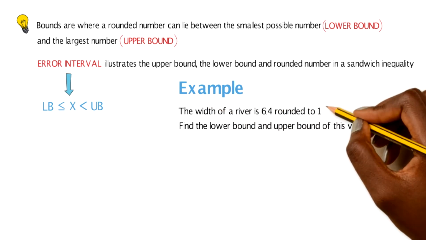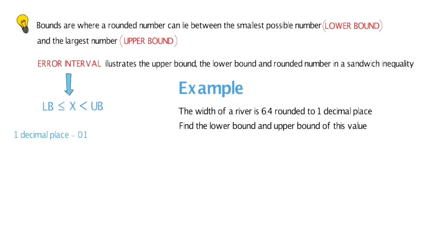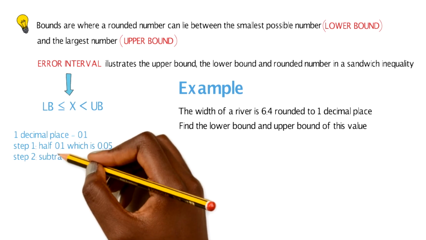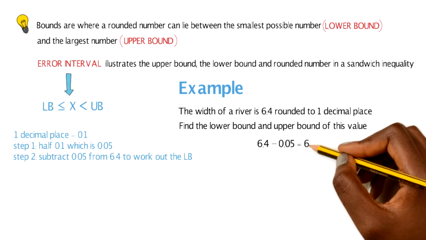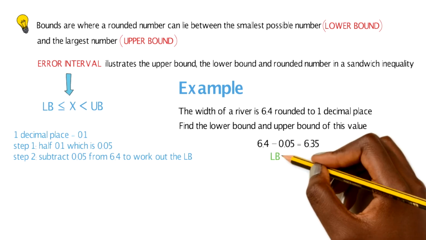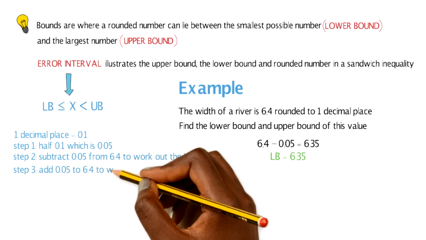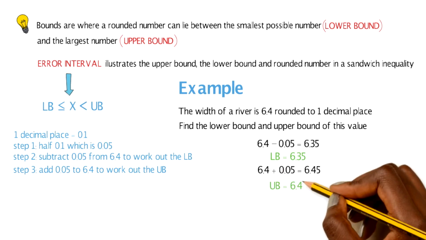The width of a river is 6.4 rounded to one decimal place. So one decimal place is basically 0.1. Step one is half of 0.1, which is 0.05. You subtract that from 6.4 to work out the lower bound. So 6.4 minus 0.05 gives you 6.35, and that's your lower bound. Now to work out the upper bound, you add that 0.05 onto 6.4, and you end up with 6.45, so we've worked out our upper bound.